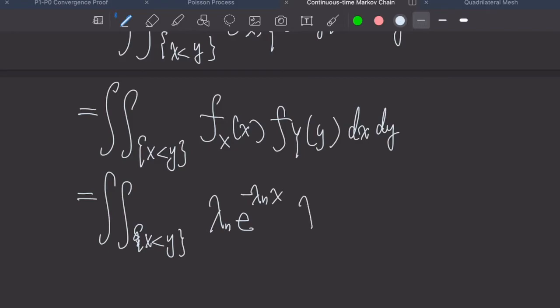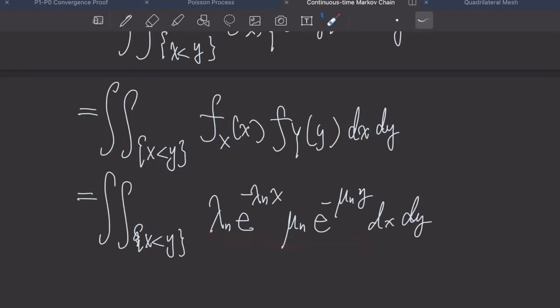And y is mu n times e to the minus mu n y dx dy. And keep this in mind, these two are only valid for x greater than or equal to 0 and y greater than or equal to 0. So we have to intersect with the set where x is greater than or equal to 0 and y is greater than or equal to 0.